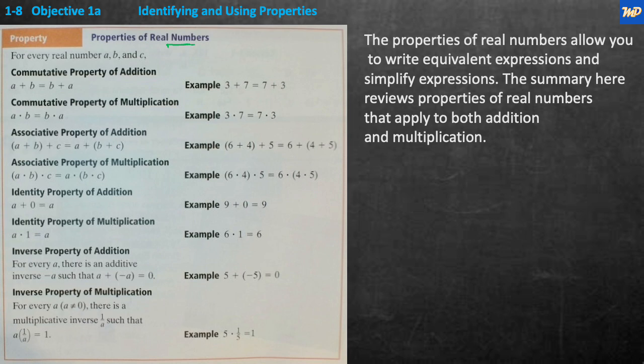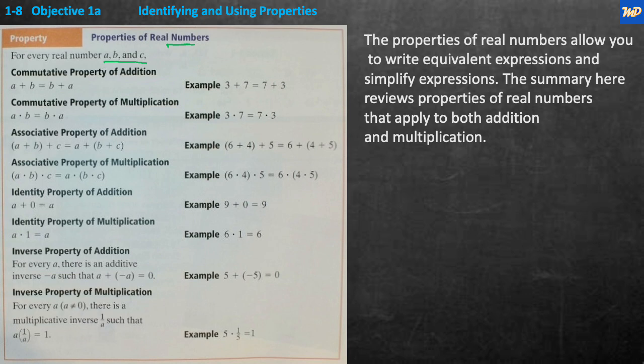For every real number A, B, and C. So they're basically talking about all the real numbers, and they're going to use A, B, and C in this description here. So here we get started. The commutative property of addition. So what is that? It says A plus B is equal to B plus A.